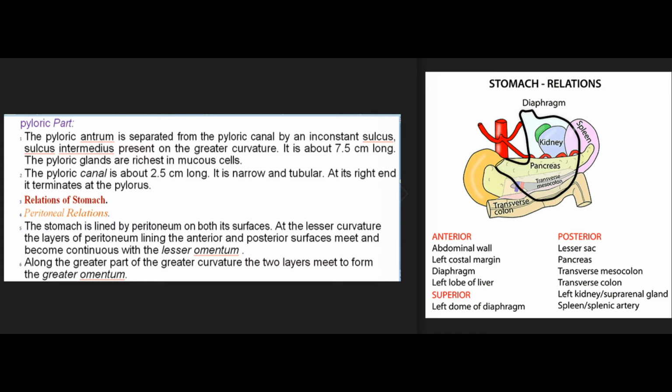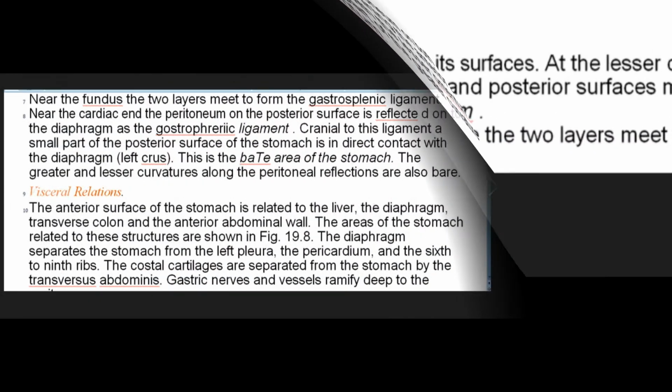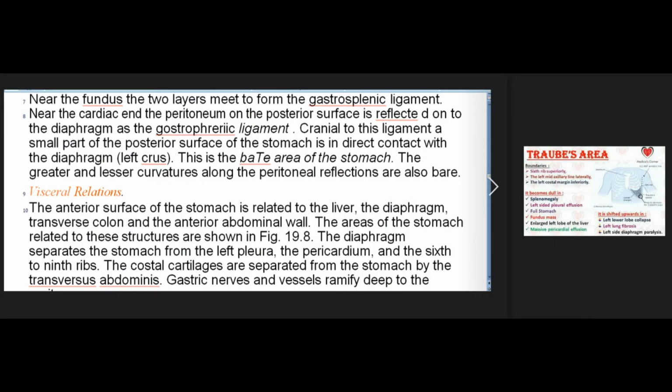6. Along the greater part of the greater curvature, the two layers meet to form the greater omentum. 7. Near the fundus, the two layers meet to form the gastrosplenic ligament. 8. Near the cardiac end, the peritoneum on the posterior surface is reflected onto the diaphragm as the gastrophrenic ligament.